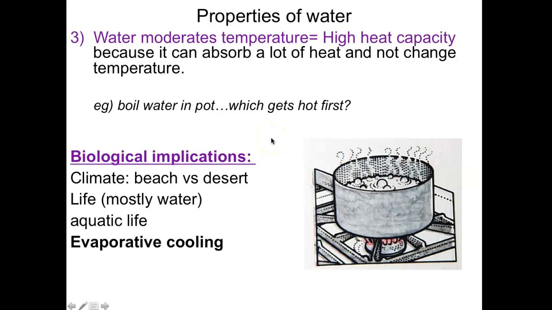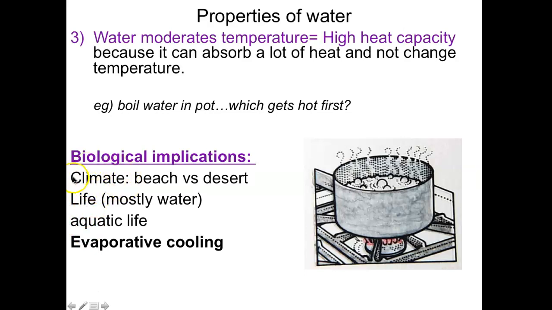This is great for biological systems, for living things, because water, which we are all mostly made of, right? Plants, animals, all living things are mostly water. If water changed temperature very quickly, then things would boil, life in the water, aquatic life, would either boil or freeze very easily, and that's not conducive for life.